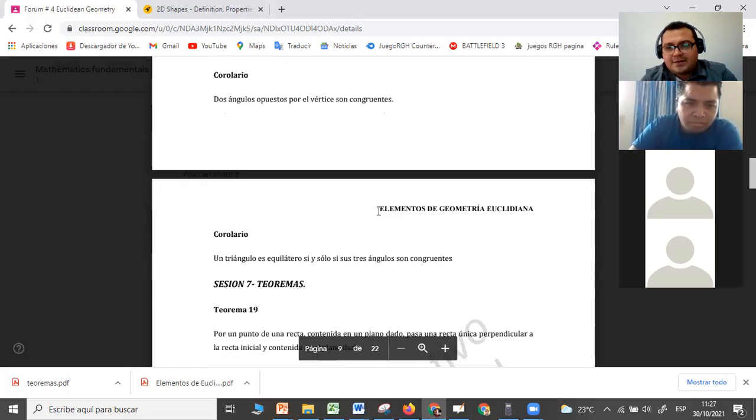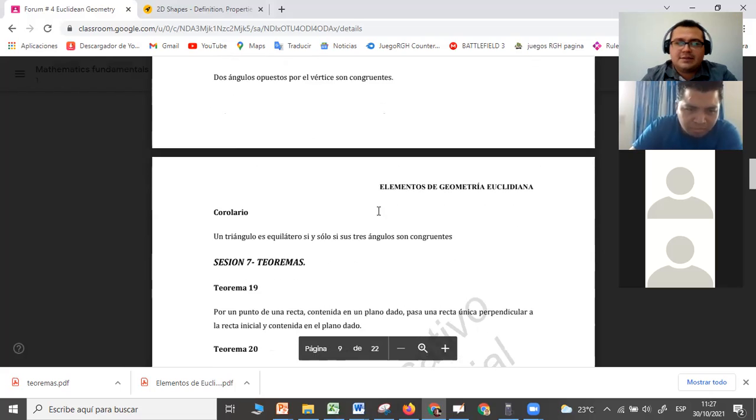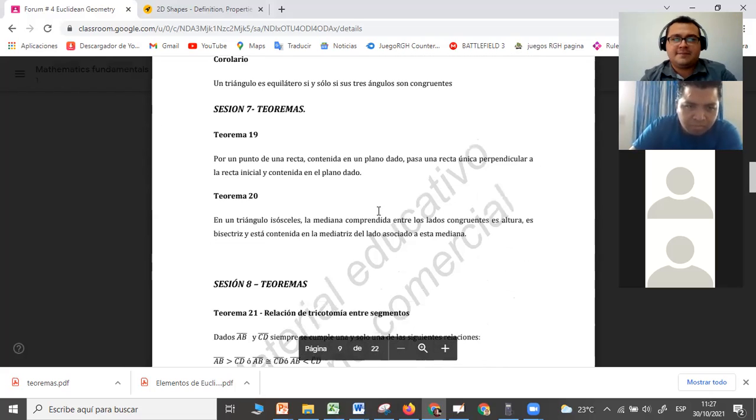Corolario: en un triángulo equilátero, un triángulo es equilátero si y solo si sus tres ángulos son congruentes. Y esta es la geometría euclidiana. Miren: por un punto de una recta contenida en un plano dado, pasa una única recta que es perpendicular. Hay que mostrar dos rectas perpendiculares que pasen por una recta perpendicular que pase por ese punto.